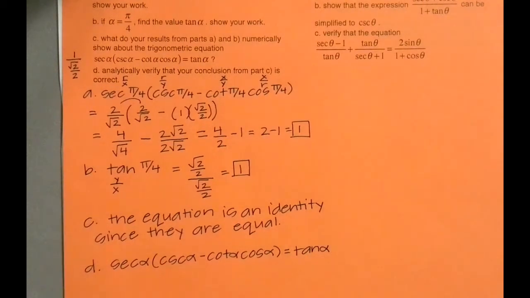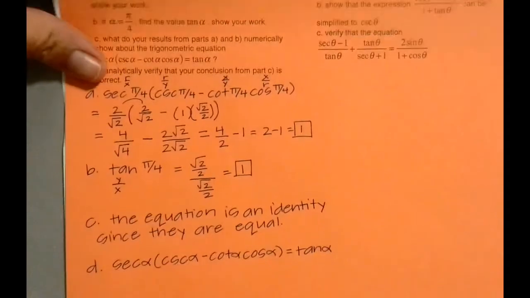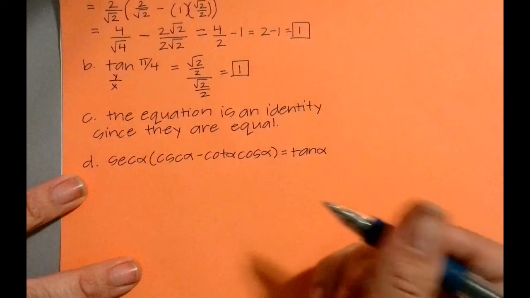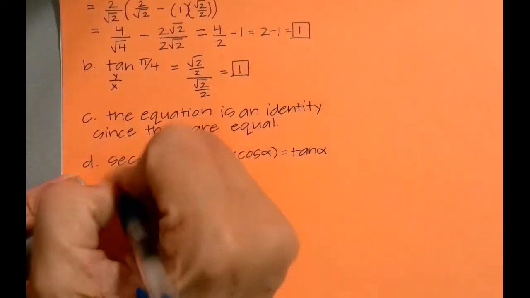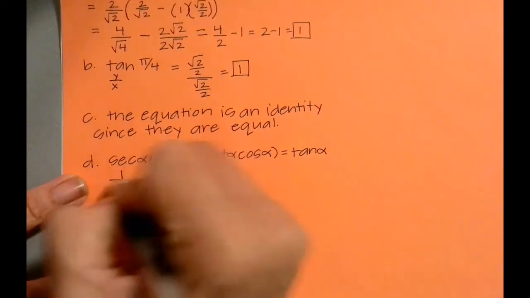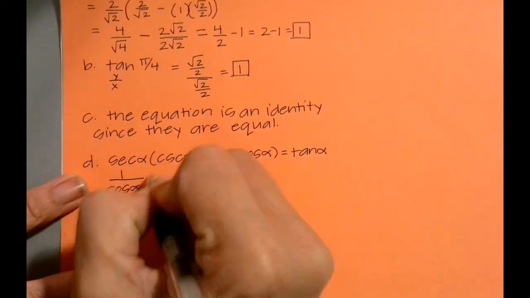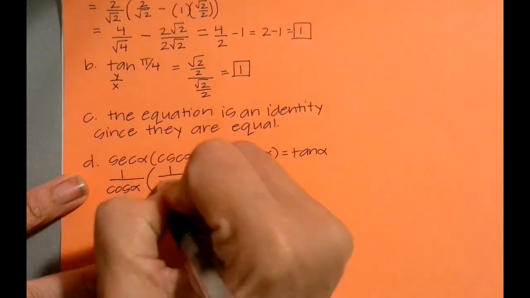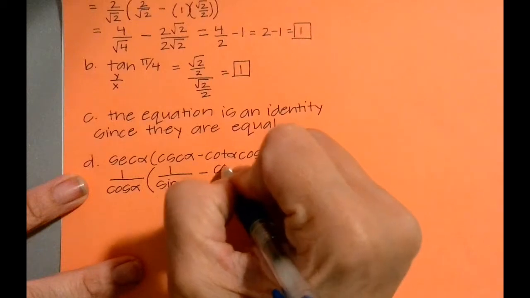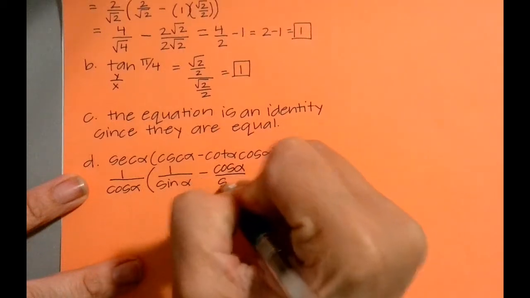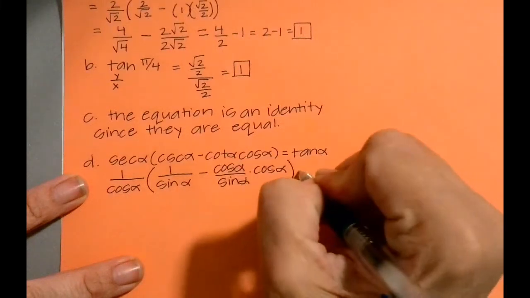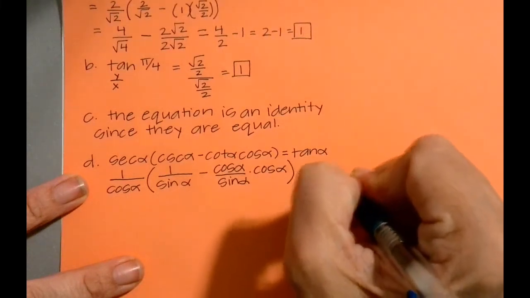Pick your more complicated looking side first. Clearly it's the left. And then you're going to go ahead and put everything in terms of sines and cosines. Obviously there's more than one way to do that, but that's what I'm going to do first. So I have 1 over cosine alpha times 1 over sine alpha minus cosine alpha over sine alpha times cosine alpha, not changing that because it's already in terms of sine and cosine.